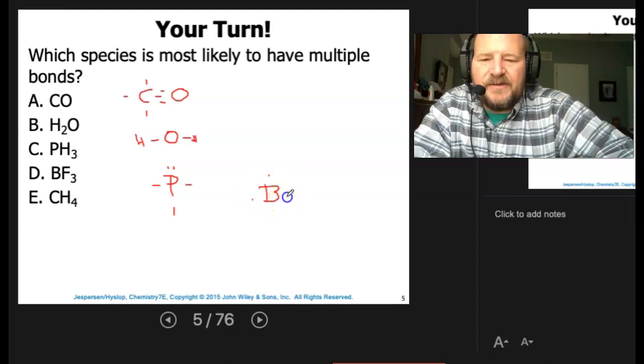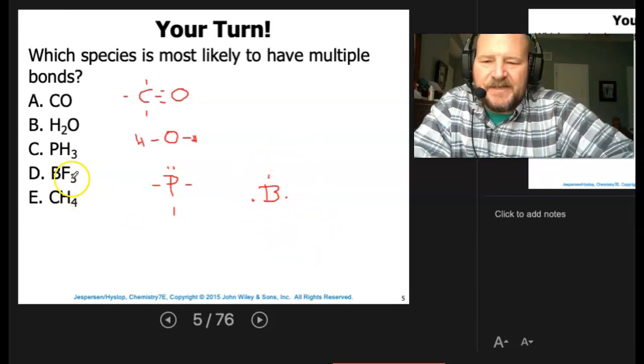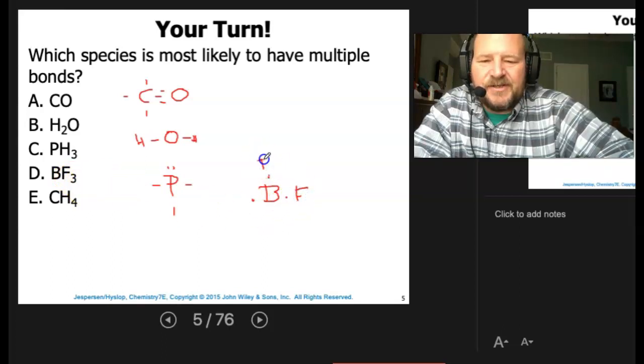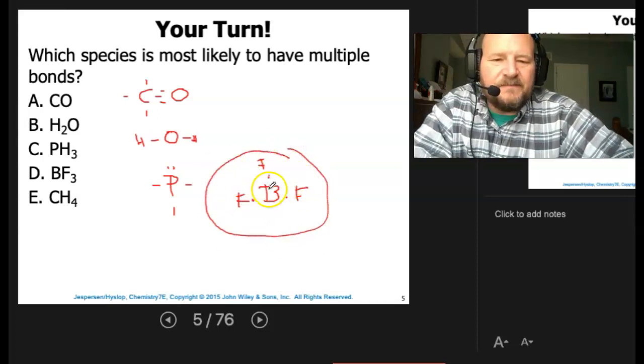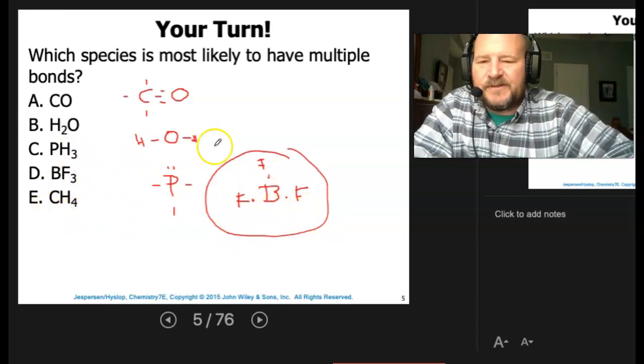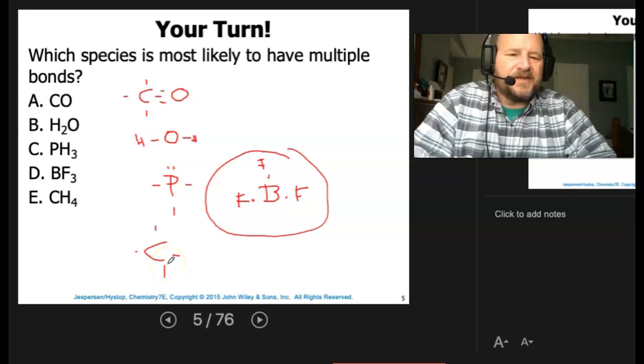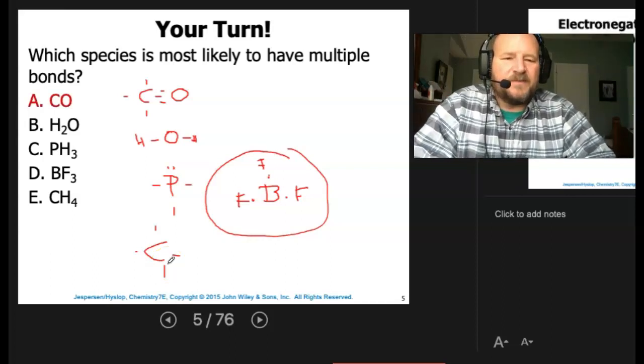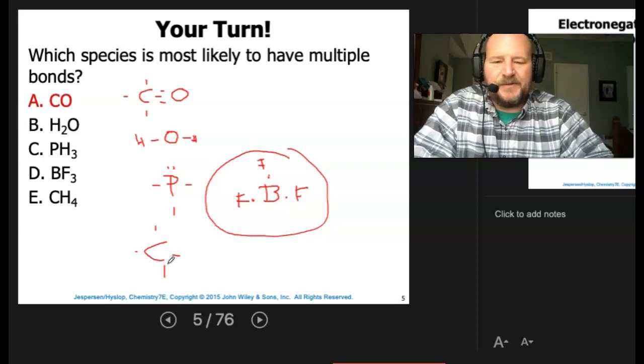Boron only has three dots. So it looks like it should take on five or even lose these three. And that's exactly what's going to happen. Notice it's BF3. So the fluorines are going to attach and basically take those. Now, boron chemistry is a little crazy as far as following rules, but in this case, we would expect all those to be single bonds. And then, of course, the CH4, we know C should have four bonds. Here we have four hydrogens, which means the species we'd expect to have multiple bonds, as we thought right at the beginning, would be A, CO.